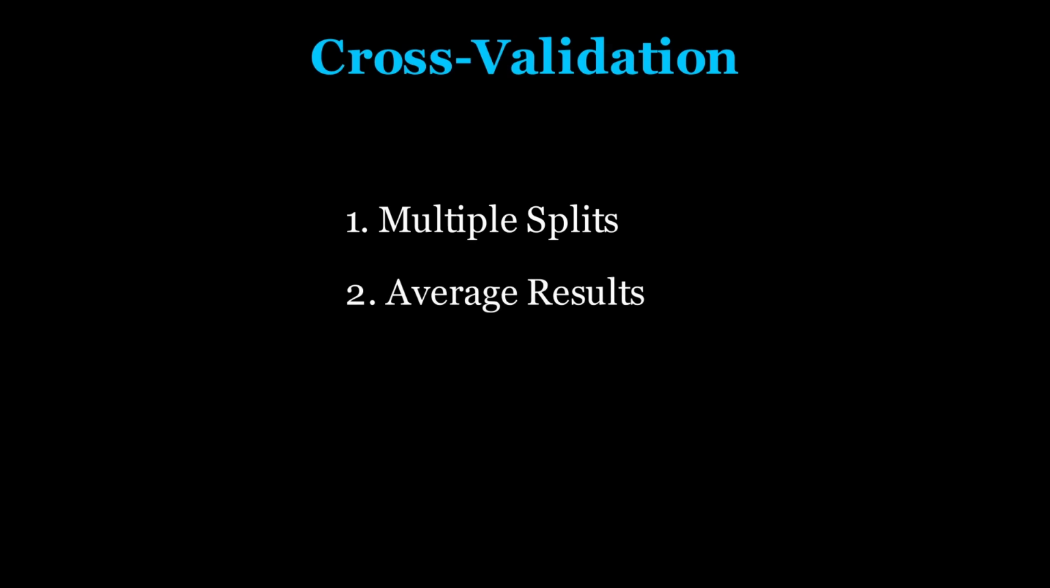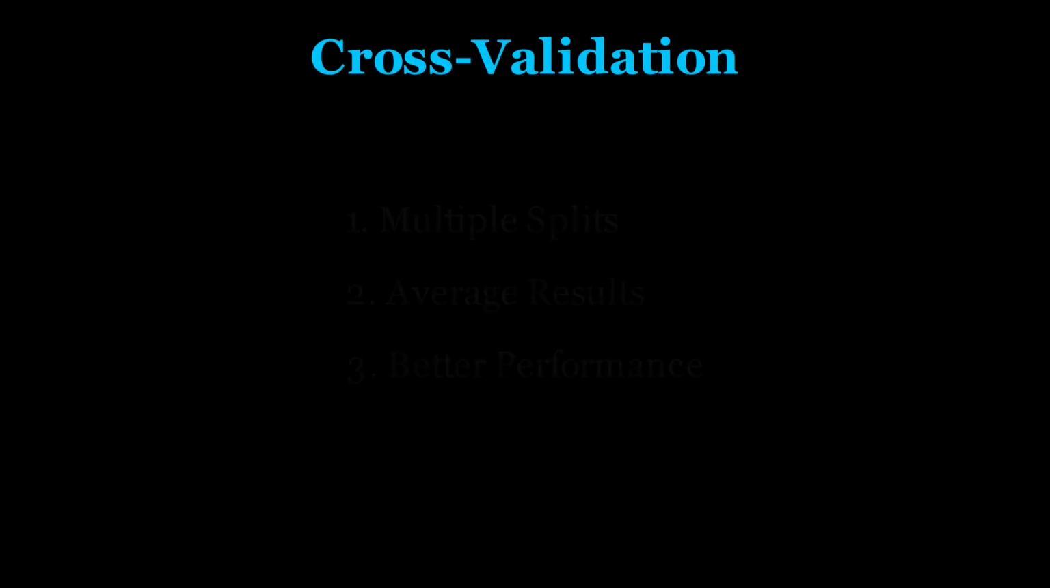Today, we are upgrading. Cross-validation is a much more robust method. Instead of just one split, it repeatedly splits the data into multiple training and testing sets. It gives us a more reliable estimate by averaging the results across all these splits. The goal here is to ensure the model isn't just memorizing the training data, but is actually performing well on unseen data.